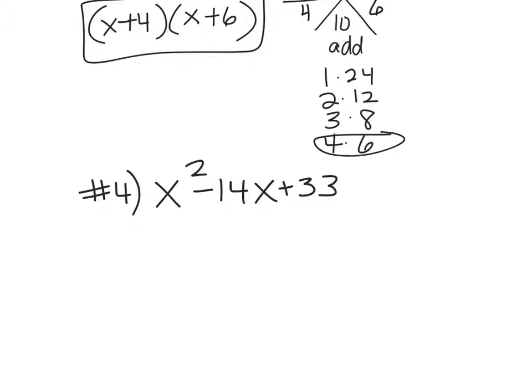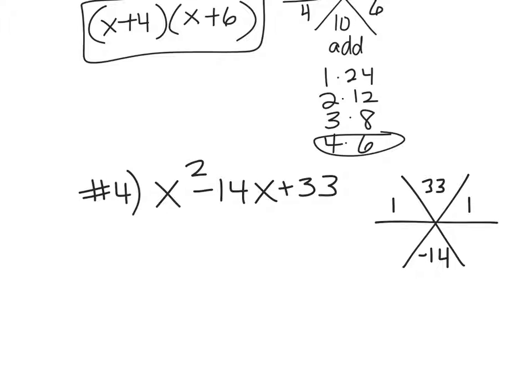Okay, the star helps you to organize your numbers and figure out a plan here. So draw the star and then put everything in the right spot. So A times C, 33 up top, negative 14 on the bottom, and then A is 1 and A is 1. So that's the star setup. And now you have to think about what times what is 33 that adds up to negative 14.